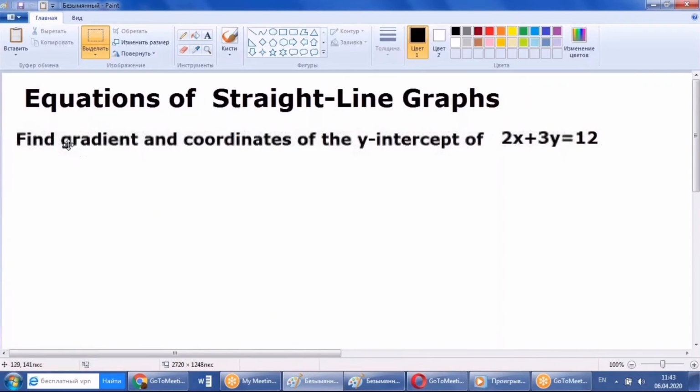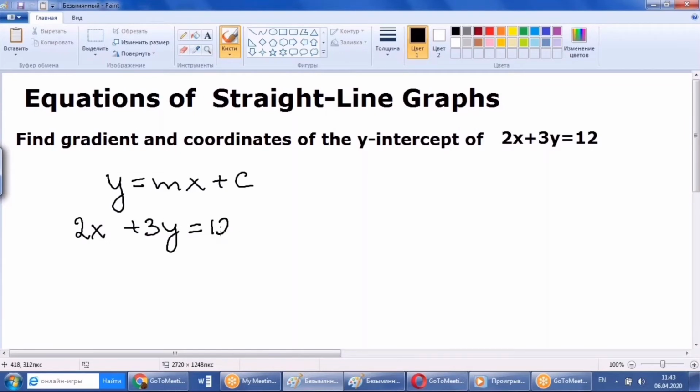Find the gradient and coordinates of the y-intercept of 2x plus 3y is equal to 12. First, we should rearrange the equation in the form y equals mx plus c. Y equals mx plus c. And we have the equation 2x plus 3y is equal to 12.